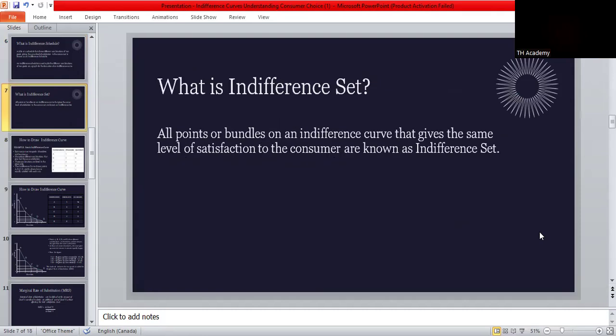What is an indifference set? An indifference set includes all the combinations or points on a single indifference curve that give the same level of satisfaction. Every point in this set means the consumer is equally happy. No combination is better or worse. Now, understanding this with the help of an example.